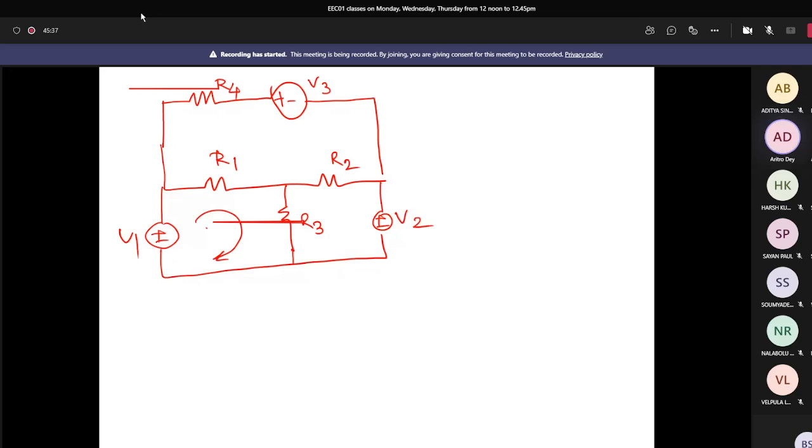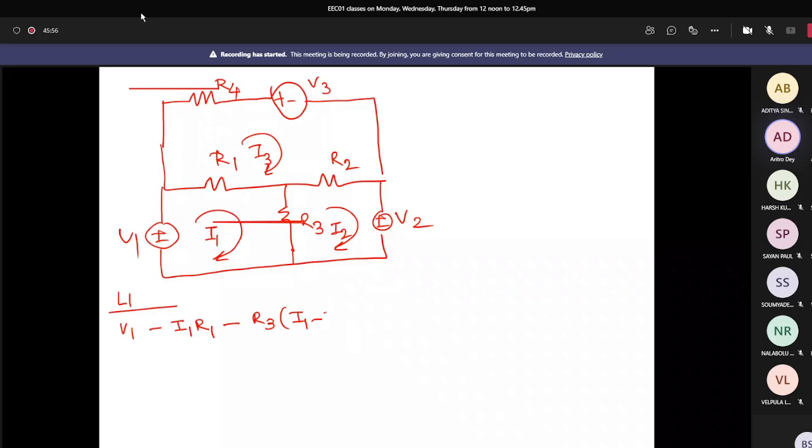So let us take the current directions for the current as I1, I2 and I3. For the first loop, if we have to write the KVL equation for loop 1, V1 minus drop at I1 R1, minus R3 into I1 minus I2. You should take the direction right here. That is equal to 0. So the first loop is over.